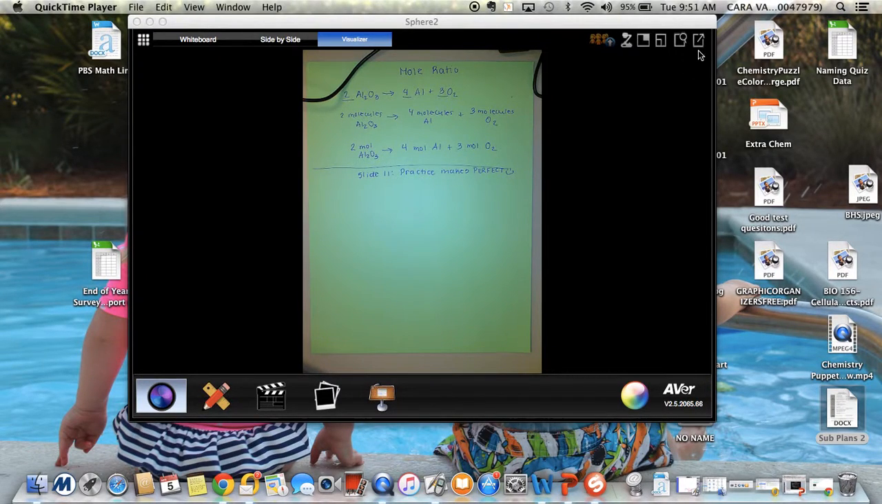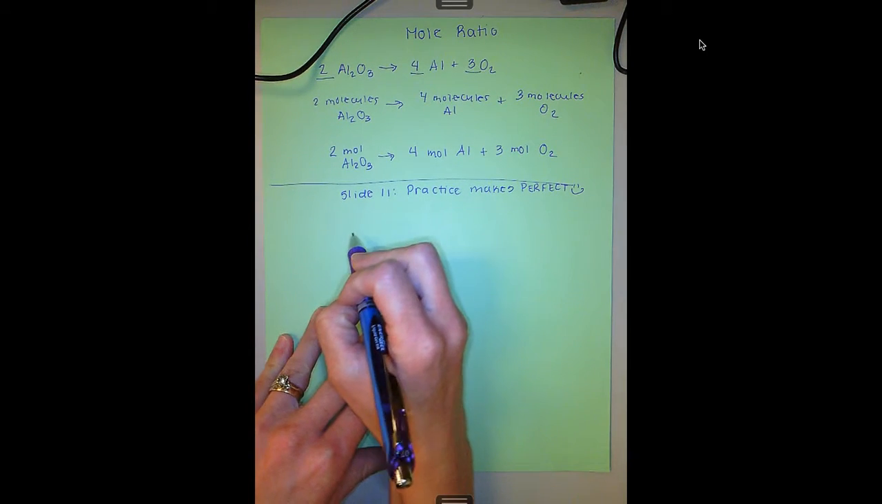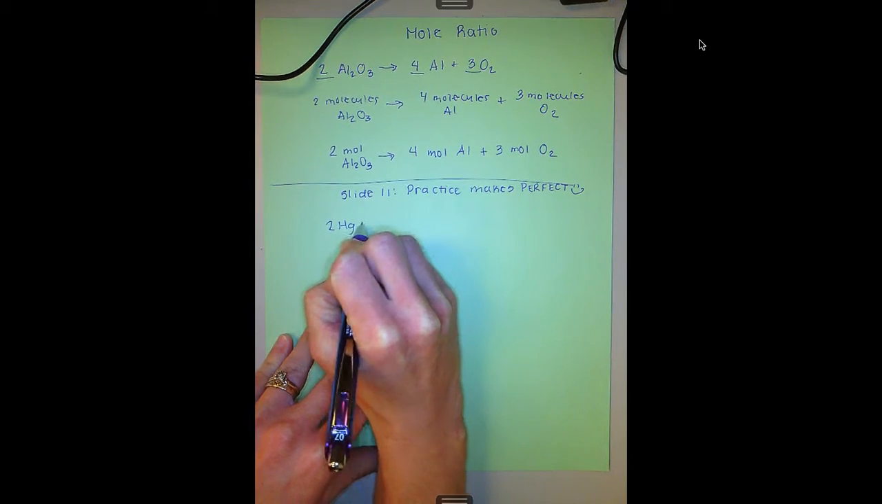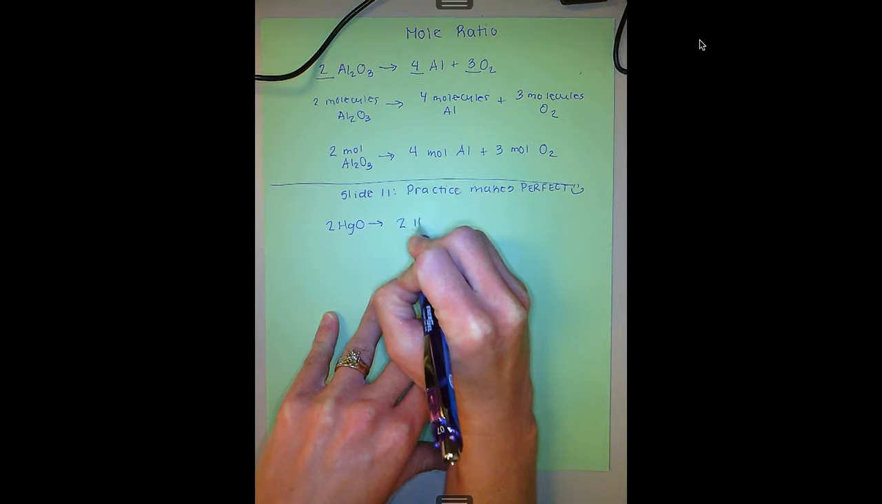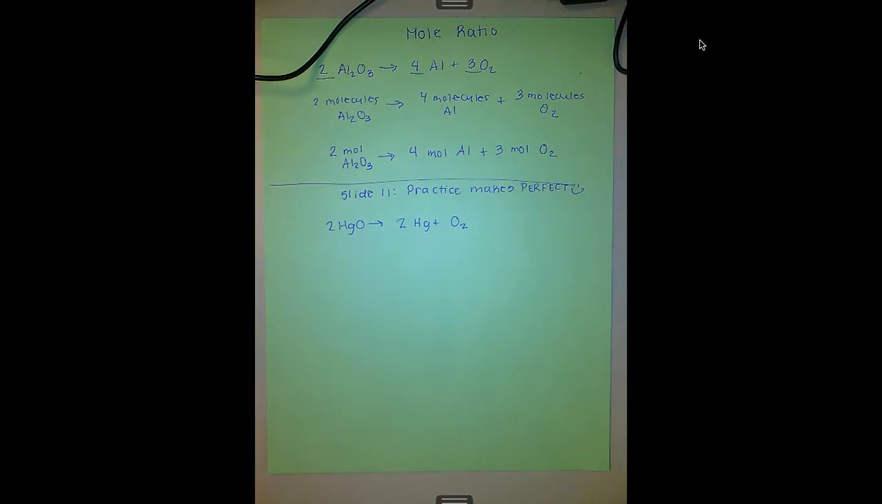I'm going to take a look at slide 11 where it says practice makes perfect at the top, and we're going to look at three different equations. The first one that we see shows two mercury oxides decomposing or breaking down into two mercuries plus O2. And again, we don't see a coefficient in front of that O2, so we're going to make the assumption that it's a 1. The instructions say write all possible mole ratios for the following chemical equation.